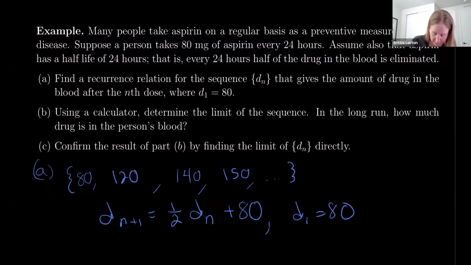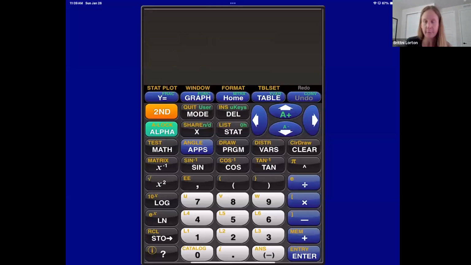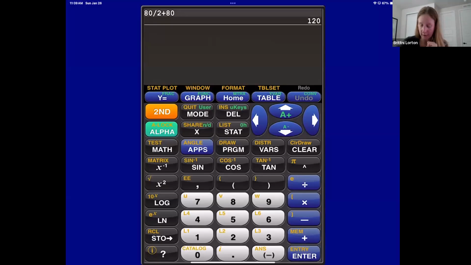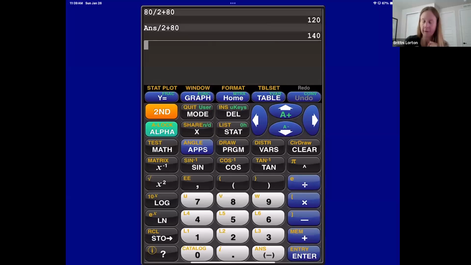Okay, and then for part B, it did say to use a calculator to see what's happening. So I'm going to do that. Let me clear out from before, and I'm going to see what happens. Day 1, I had 80. Then I cut it in half, and I added 80 for day 2, and I got 120. Then day 3, I cut it in half and added 80, and then I had 140.